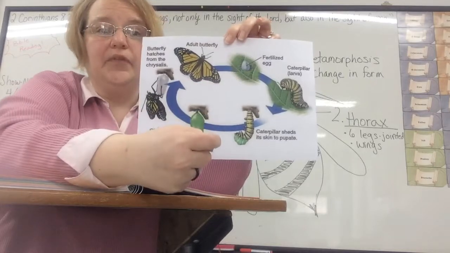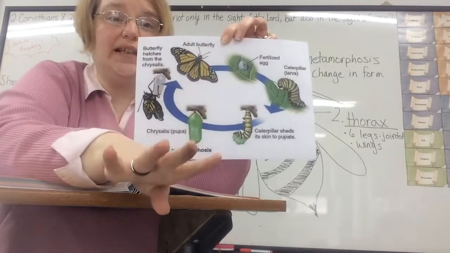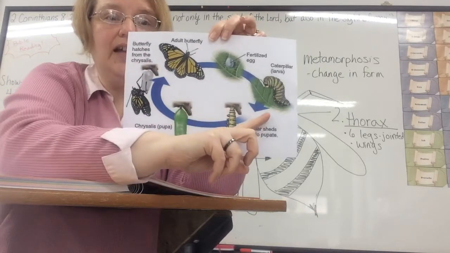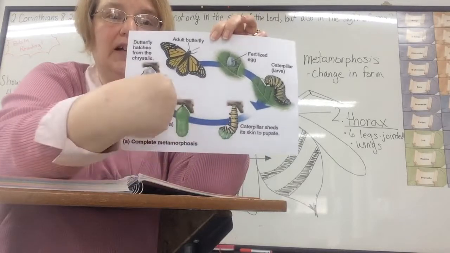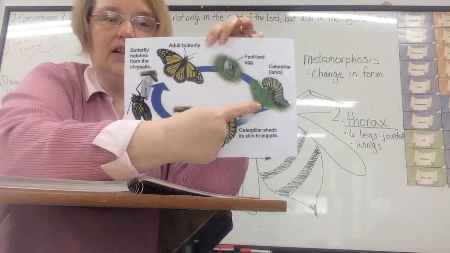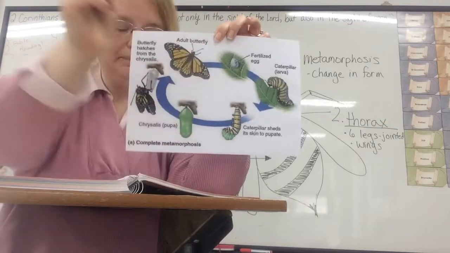Now, it looks like there are many stages, but it actually is just 4 main stages. So we have the egg, larvae, pupa, adult. Let's say it one more time. Egg, larva, pupa, adult. Okay?